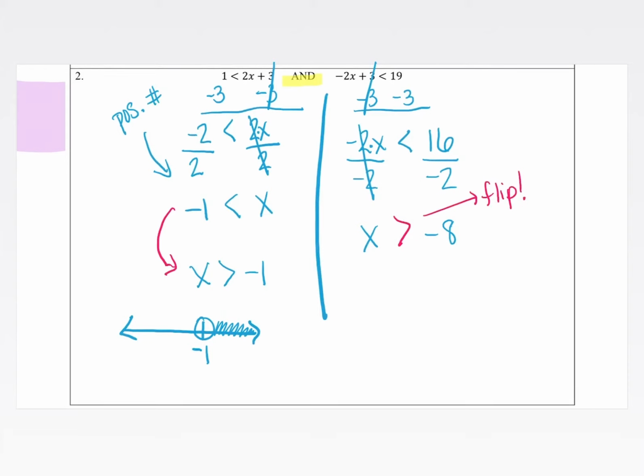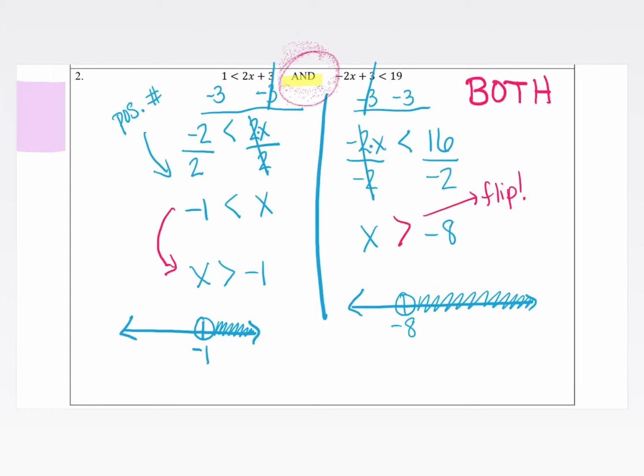If we want to graph this on a number line, we have our -8. This is going to be an open circle. Since x is greater than -8, we're going to shade all the values that are bigger than -8. However, if we look back to our original inequality, this is an and inequality. So our values for our variable have to satisfy both of these inequalities.